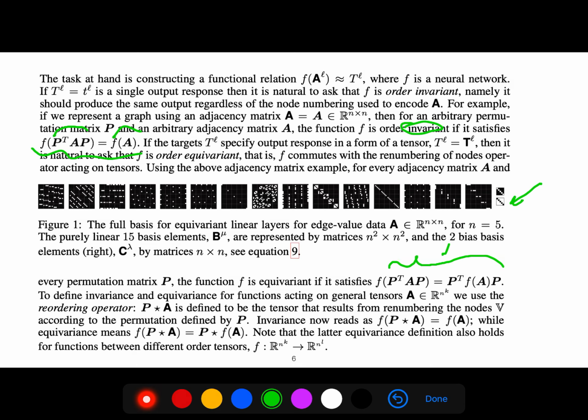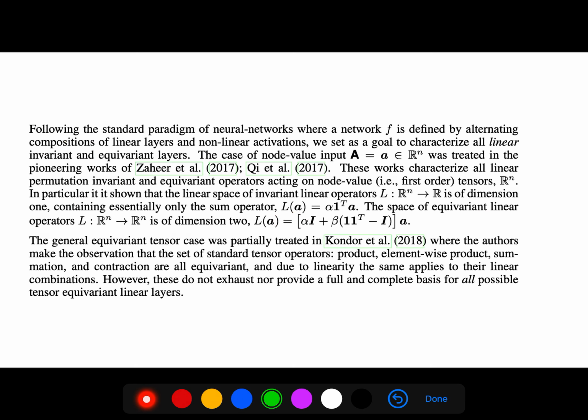To define invariance and equivariance for functions acting on general tensors, we use a reordering operator, which is defined by the tensor that results from renumbering the nodes according to the permutation defined by P. So it is shown that the linear space of invariant linear operators is of dimension 1, containing essentially only the sum operator. The space of equivariant linear operators is of dimension 2.